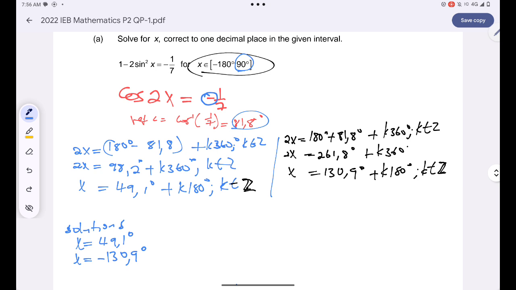Whenever I substitute -2, let's see what I get. I get a value which is way less than -180. So I don't have to go further. So these are the solutions for this part of the general solution. Okay, and then now let's go and focus on the other solution.